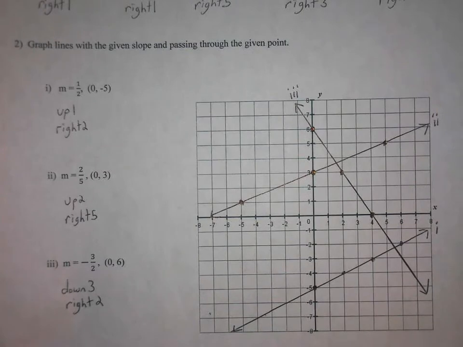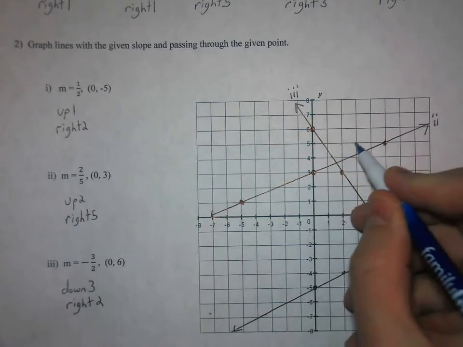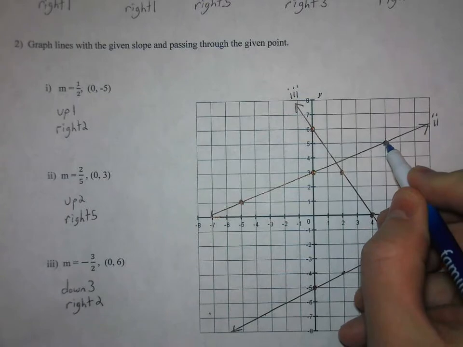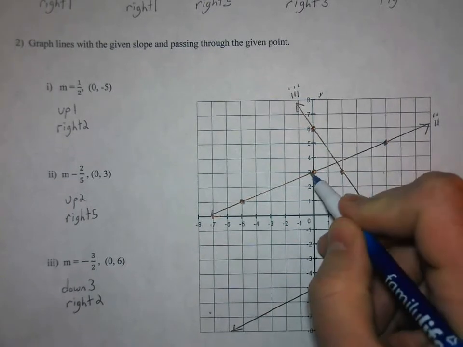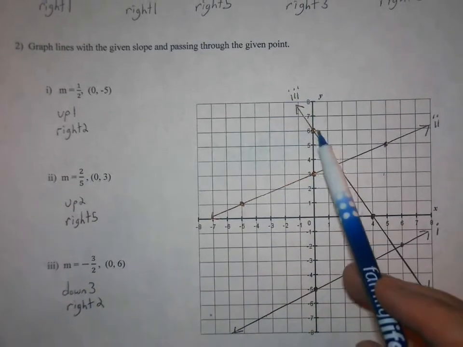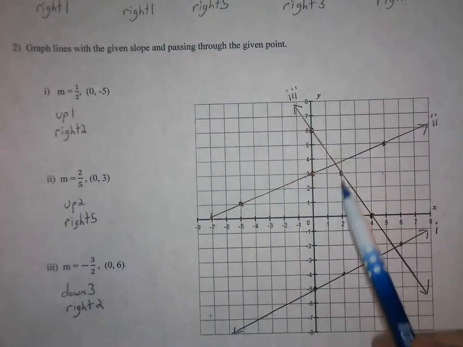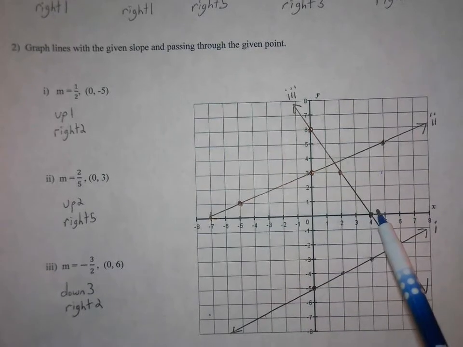Okay, so when you're all done, this is what the graph should look like. So in the second one, we started at (0, 3), and then went up 2 and to the right 5. Same as going down 2 and left 5. And then on the last one, a slope of -3/2, down 3, right 2, and we start at (0, 6). So we start up here at (0, 6), and down 3 and to the right 2. Down 3 to the right 2.